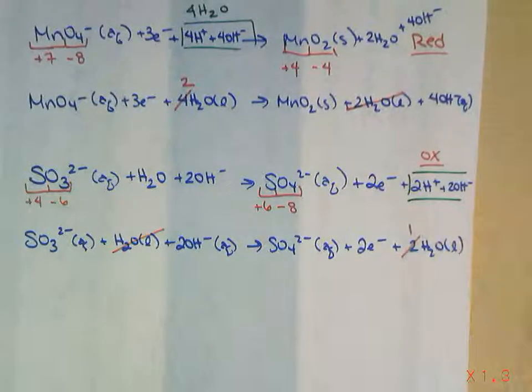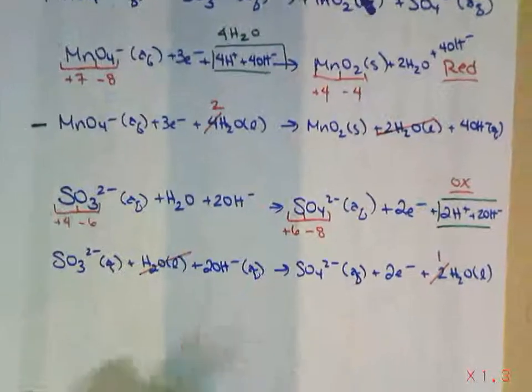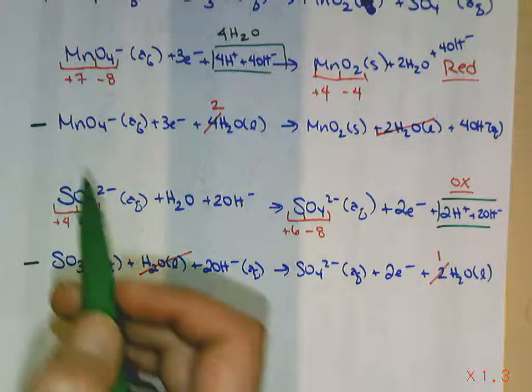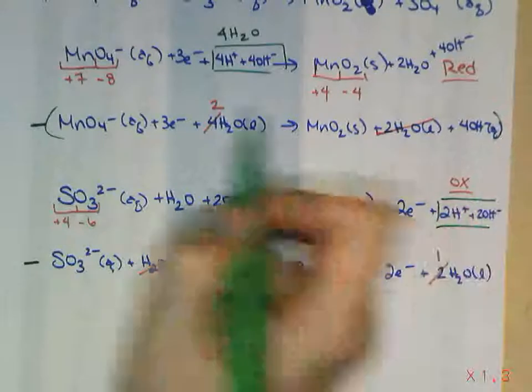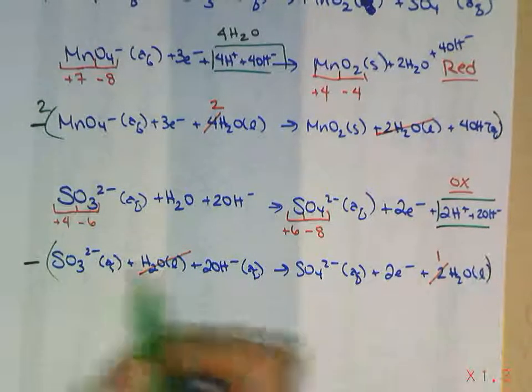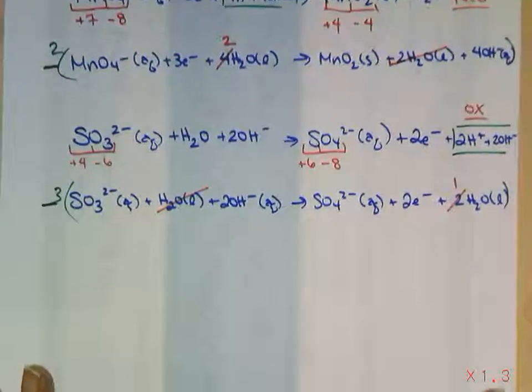All right, so now I have this equation and this equation. Can I combine them as is? No. What do I need to do to the manganese equation? Multiply by 2. And then what do I need to do to the sulfur equation? By 3. So it'll be really, really long, and then we'll cancel some stuff out. Write small.